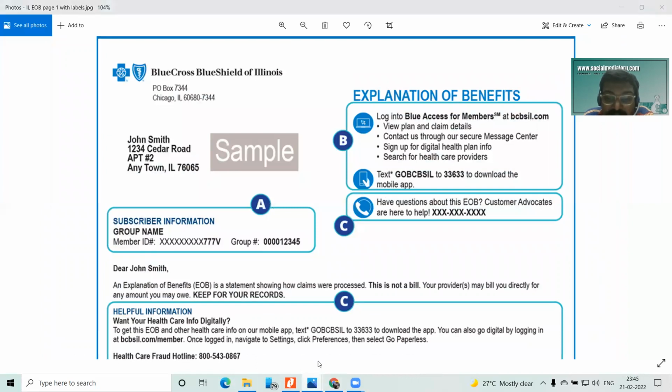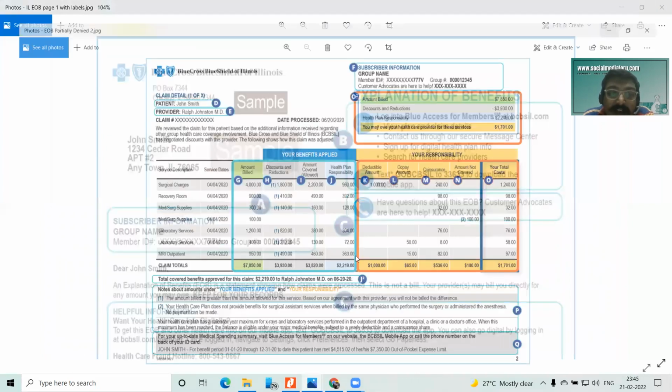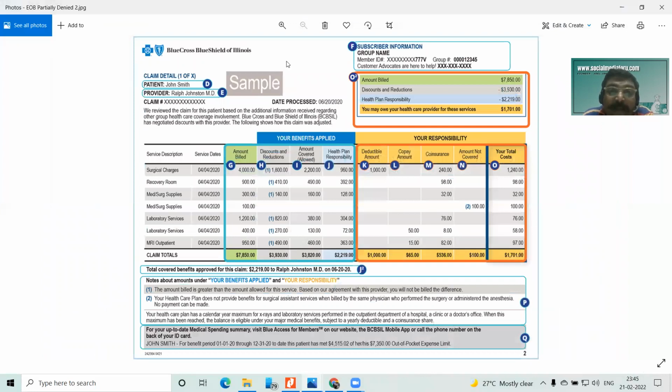Now going to the second page. In the second page, you have the subscriber information, that is member ID, group number, and your customer advocates who are here to help you. That is the number you can call if you need some explanation. You have the patient name, provider name, claim number, and a very important one, the date processed. From this process date, you will be calculating the timely filing limit from the bill process date.